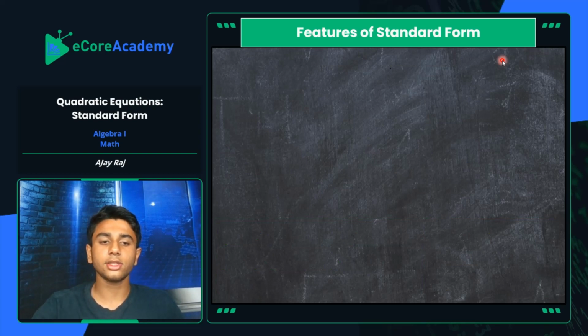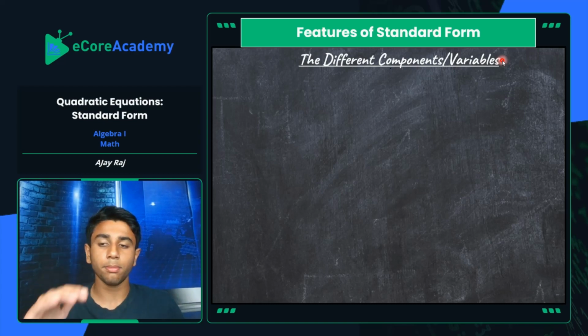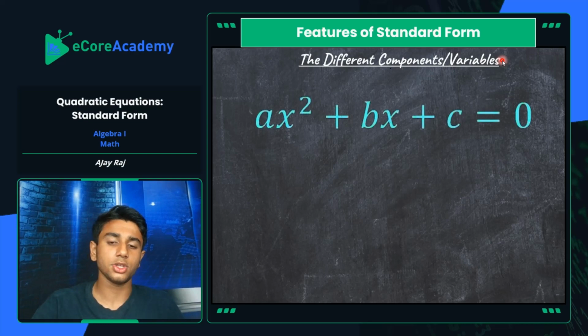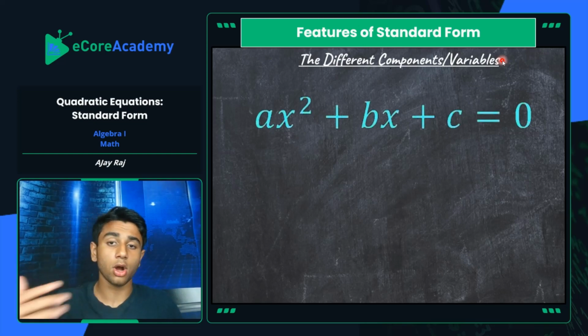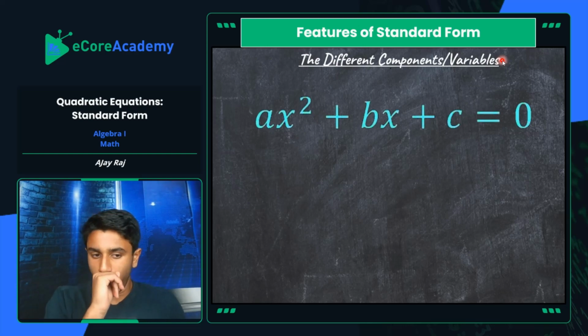So let's take a look at the simple features of standard form. So let's identify what the different components and variables are, just like we did with our vertex form. So this is the equation, ax squared plus bx plus c equals f of x, or in this case, it's more commonly written in terms of 0. That's just basically your placeholder, but I'll explain this and how this will actually relate in terms of your quadratic formula later on in this course, and of course in our quadratics unit.